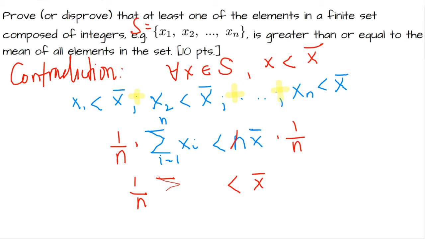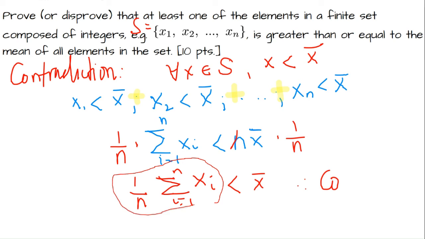When you have the mean as being less than itself, that is plainly a contradiction, because this is the definition of a mean. So with this contradiction, the original statement is true, that at least one of the elements of a finite set is greater than or equal to the mean of all the elements in the set. That's it.